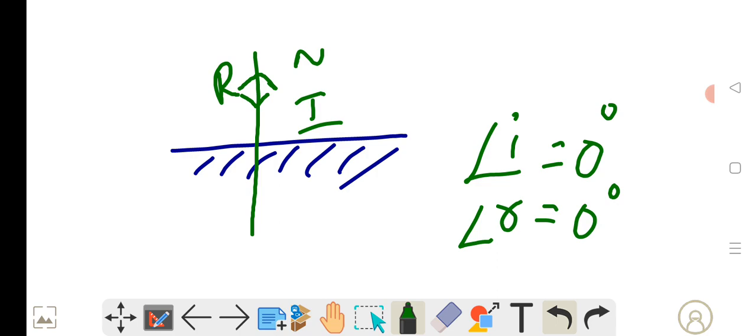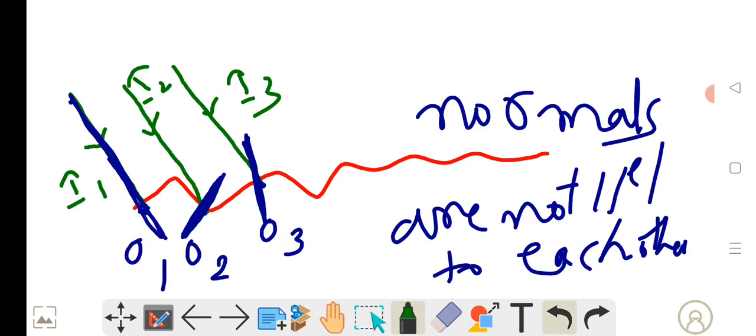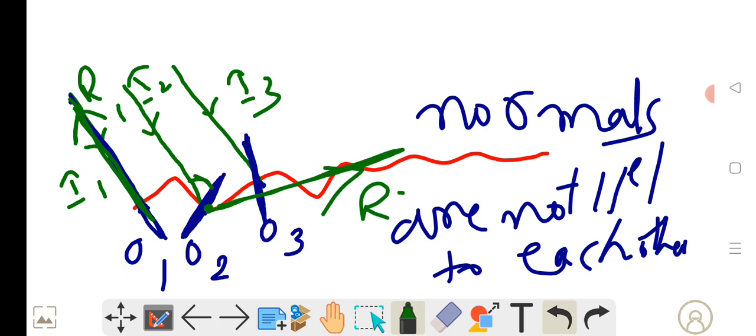So what you have to tell? The reflected ray will be retracing its own path. Understood? Now we'll go back. Now see here, the normals are not parallel. As this is normal incidence, you will have reflection also on the same line. R1 will be here and I2 is here. Then R2 will be on the other side with the same angle, isn't it? Now R2 will be here and R3 will be here with the same angle.